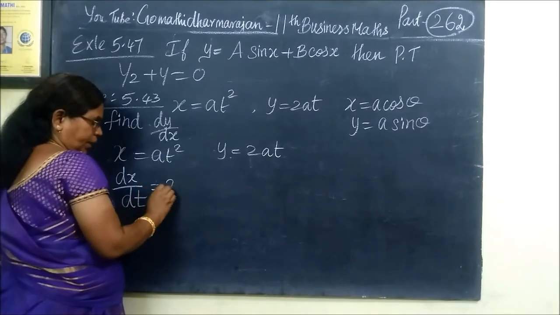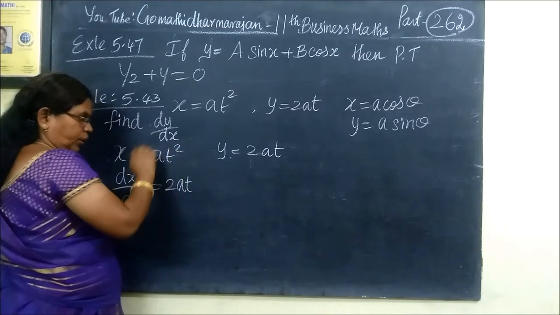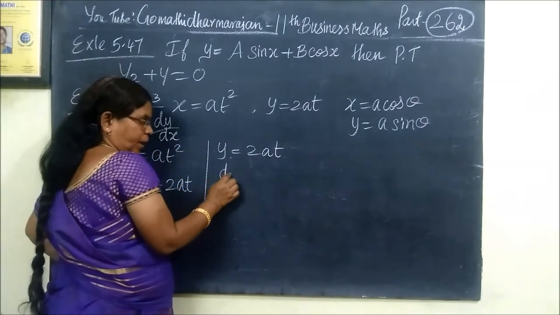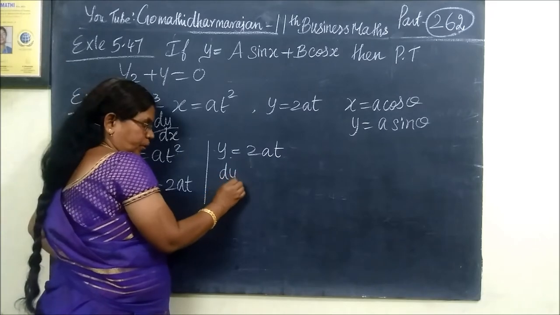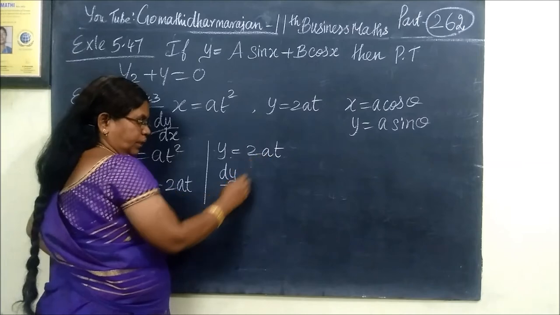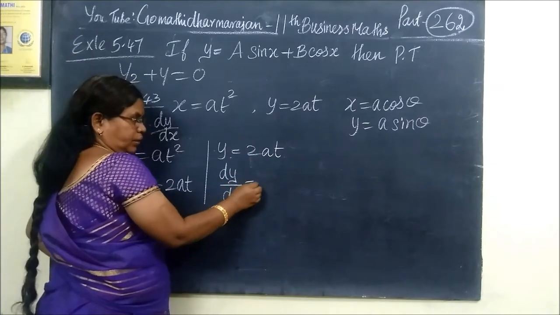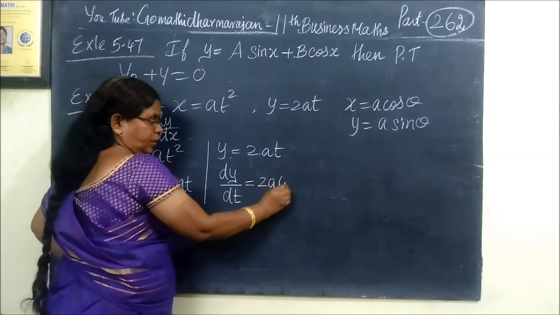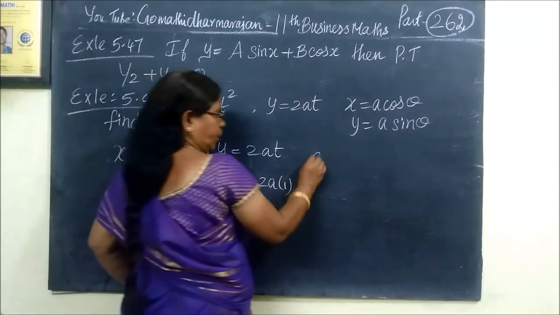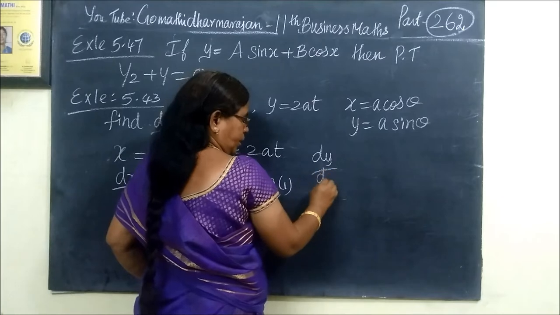Equal to 2at. Then dy by dt: differentiation of y with respect to t. Then here dt, equal to 2a. Differentiation of t is 1, so that is 1. Now we have to find dy by dx.